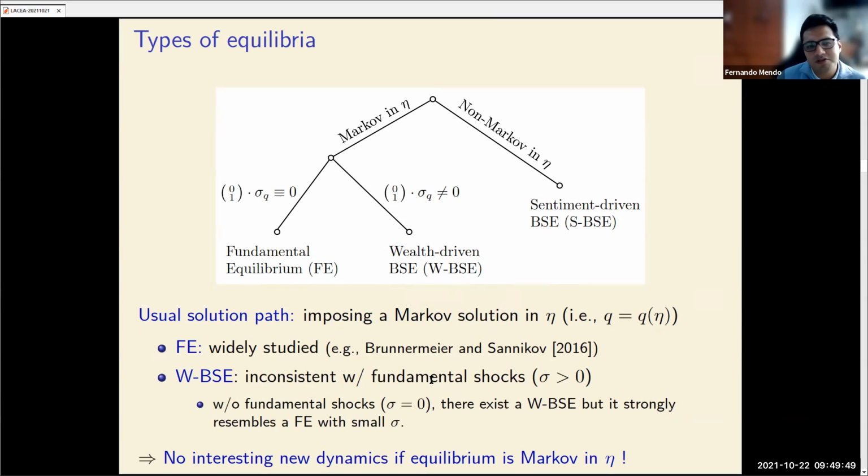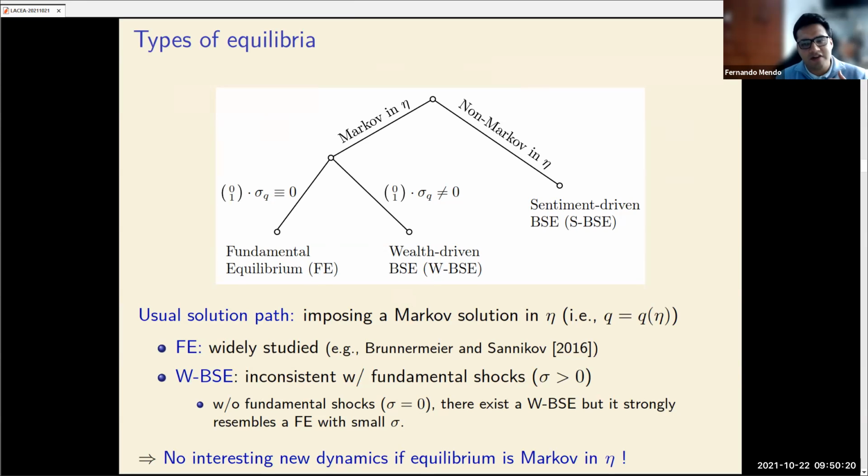So basically, this kind of equilibrium, this WBCE, is going to be inconsistent with fundamental shocks. Once you impose Markov, you either have the solution that we always talked about, and you're not going to be able to give a meaningful role to this extrinsic uncertainty. So the conclusion is that once you impose this Markov in eta, you are not going to have interesting dynamics, at least new dynamics to the literature. We have a minor result that you can actually construct this wealth-driven BCE when sigma is 0, but that's kind of a naive edge case.